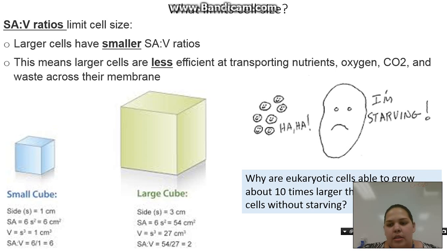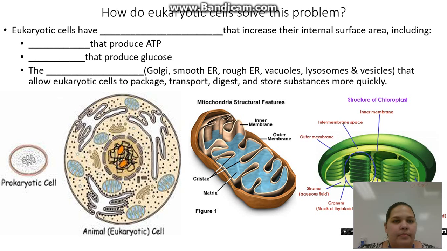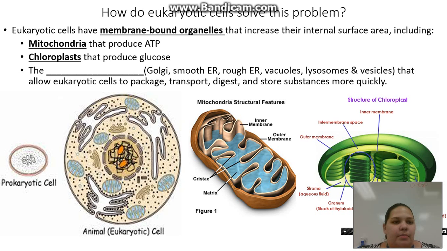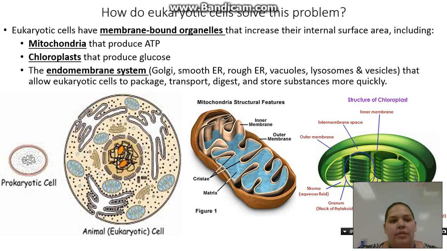Okay, well, let's go ahead and see what they do. Eukaryotic cells have membrane-bound organelles that increase their internal surface area, including mitochondria that make ATP, chloroplasts that make glucose, and the endomembrane system, which is Golgi, smooth and rough ER, vacuoles, lysosomes, and vesicles. These are going to allow eukaryotic cells to package, transport, digest, and store substances more quickly.